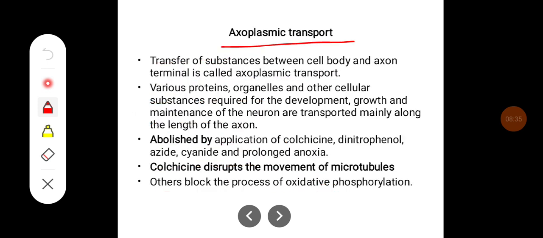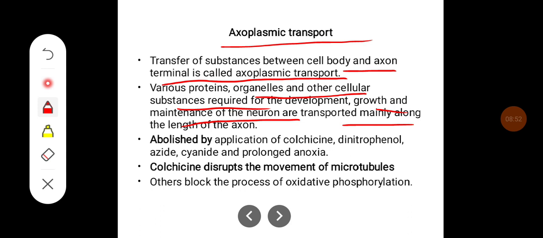Coming to axoplasmic transport, it means the transfer of substances between the cell body and axon terminal. Various proteins, organelles, and other cellular substances required for development, growth, and maintenance of the neuron are transported mainly along the length of the axon. They are abolished by application of colchicine, dinitrophenol, azide, cyanide, and prolonged anoxia. Colchicine disrupts the movement of microtubules, while the others block the process of oxidative phosphorylation.